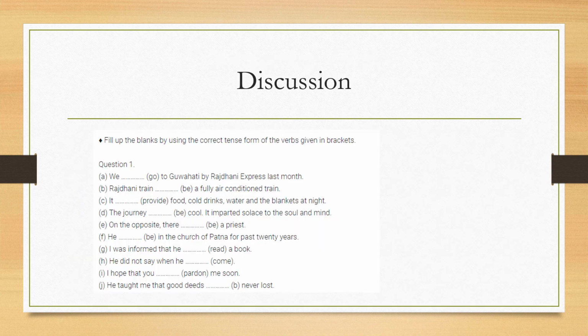Moving on, discussion. Fill in the blanks by using the correct tense form of the verbs given in the bracket. We went to Guwahati by Rajdhani Express last month. Rajdhani train is a fully air-conditioned train. It provides food, cold drink, water and blankets at night. The journey was cool. It imparted solace to the soul and mind.